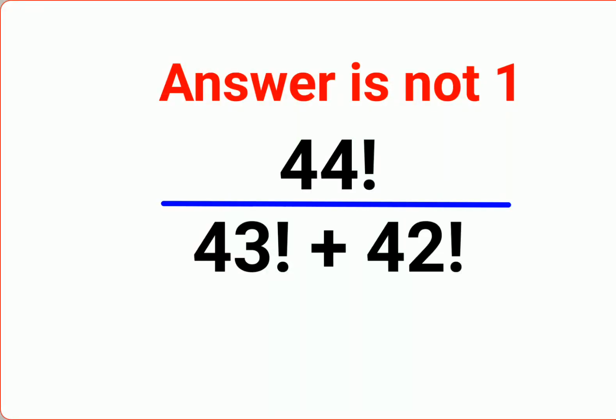Welcome everyone. So today we are going to solve a very nice factorial problem which a lot of people thought the answer for this one is supposed to be 1. Now that is absolutely incorrect. This actually happens if you have a little bit less knowledge on the topic of factorial.